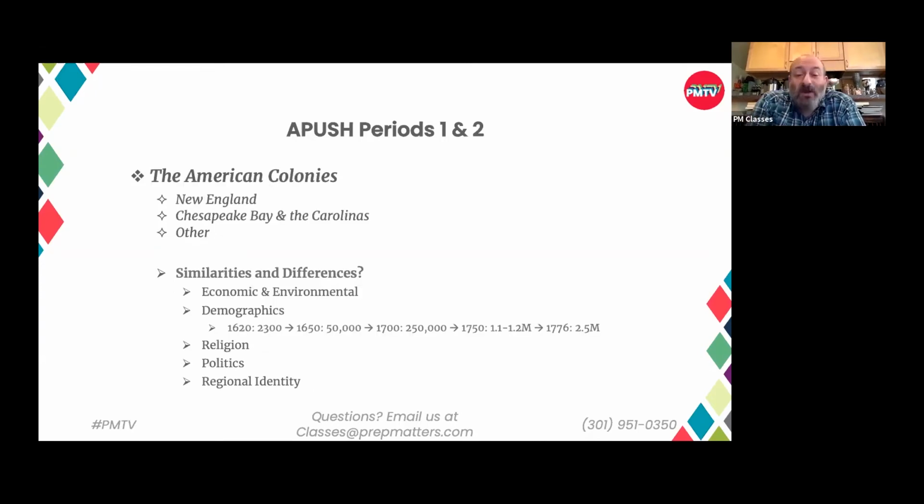How about the American colonies, or the original 13 colonies? Particularly starting out with the colonies in New England, the colonies in the Chesapeake Bay, Maryland and Virginia in particular, and a little bit later the Carolinas. We'll talk in passing about some of the other colonies as well. But again, all the themes that we're talking about come into play here.